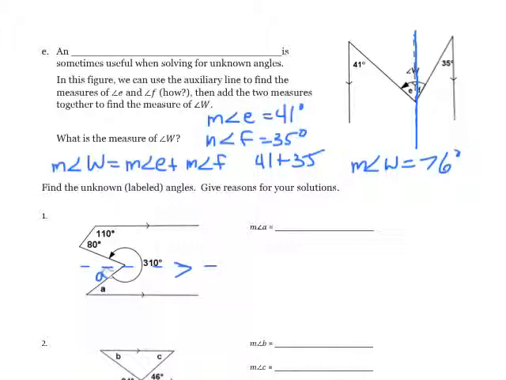Well, if I can find the other part of that, then I know I can subtract all that from 360 and get the answer for A. So I need to find this guy. Well, if this is a parallel line and this is a transversal, if you follow it up, I'm going to need another parallel line there, so I can draw that in.